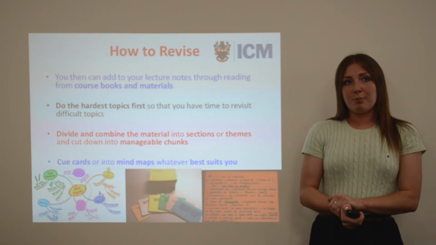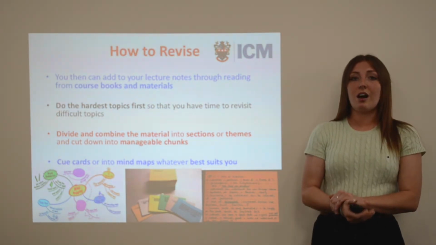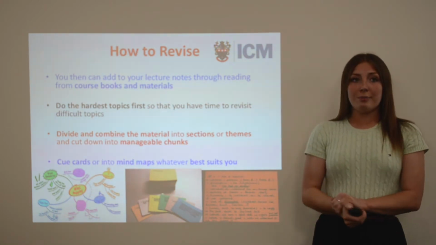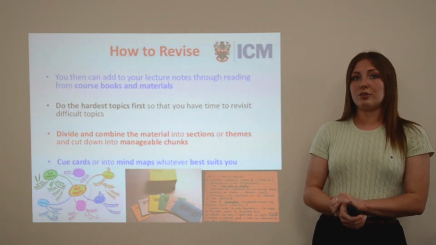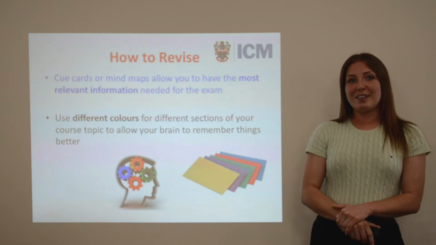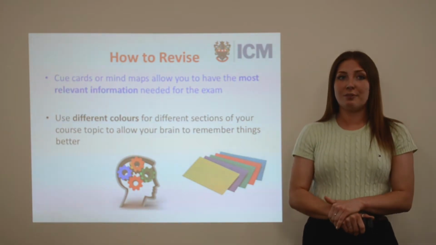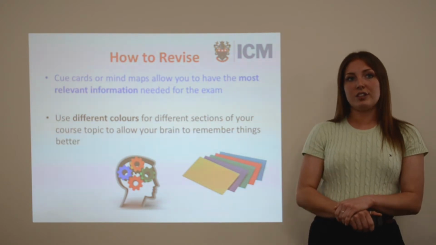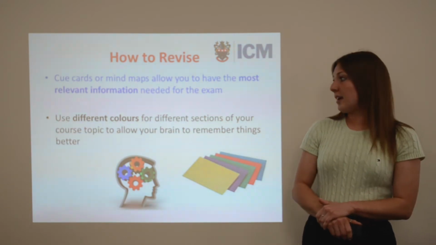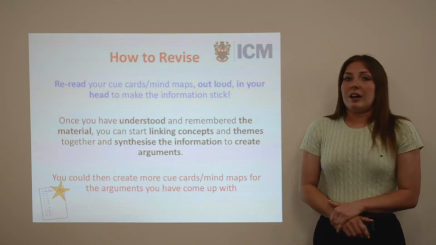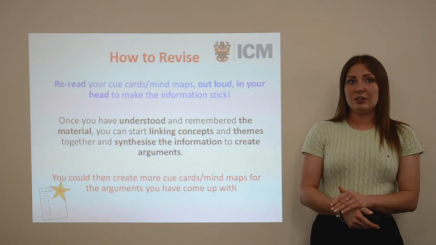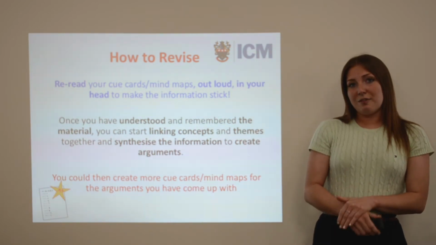Once you divide and combine the material into sections and themes, you can cut your revision down into manageable chunks. You can then use cue cards or mind maps, whatever best suits you, to try to put the information down. Cue cards and mind maps allow you to have the most relevant information needed for the exam. Use different colours for different sections of your revision to allow your brain to remember things better. I know it's laborious, but try to reread your cue cards and mind maps out loud or in your head. Try to make the information stick.